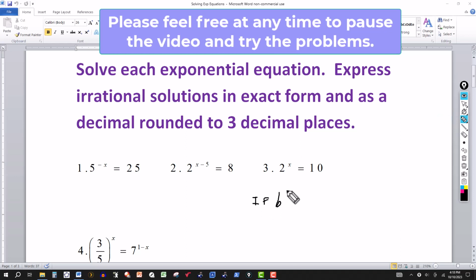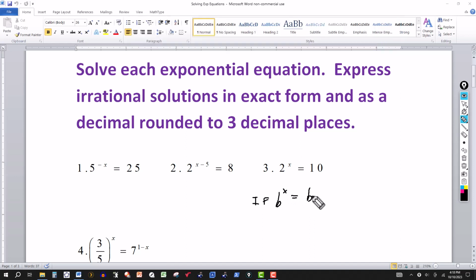We have a base b taken to the x power and set it equal to base b taken to the y power, and b is positive and b is not equal to 1. Then it'll be true that x is equal to y. If b to the x is equal to b to the y and b is positive, b is not equal to 1, then it'll be true that the exponents will be equal.